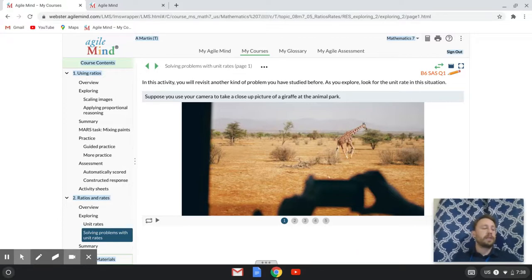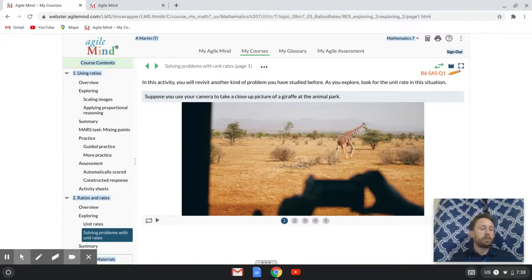Today's objective is that we're going to identify the constant of proportionality from graphs, tables, equations, and verbal descriptions. And we're going to use rates and proportional reasoning to solve real world problems, including scaling two-dimensional objects. So to get started, I'm going to start with a few opening questions.